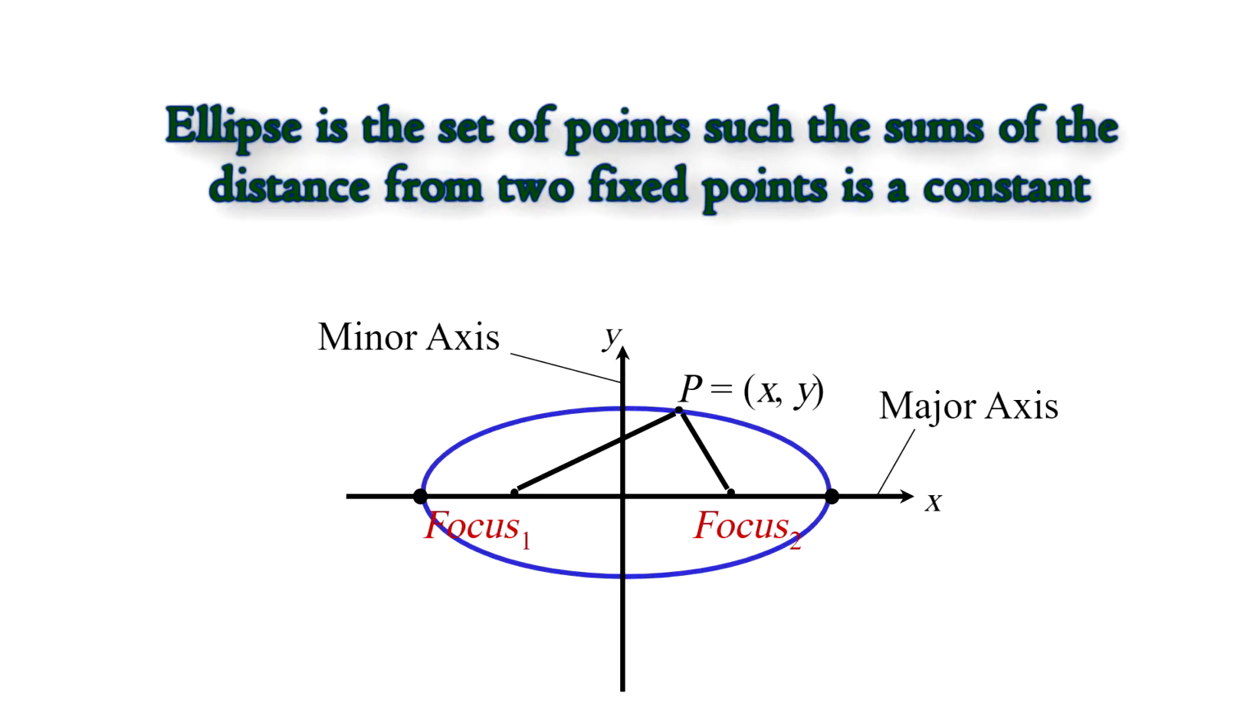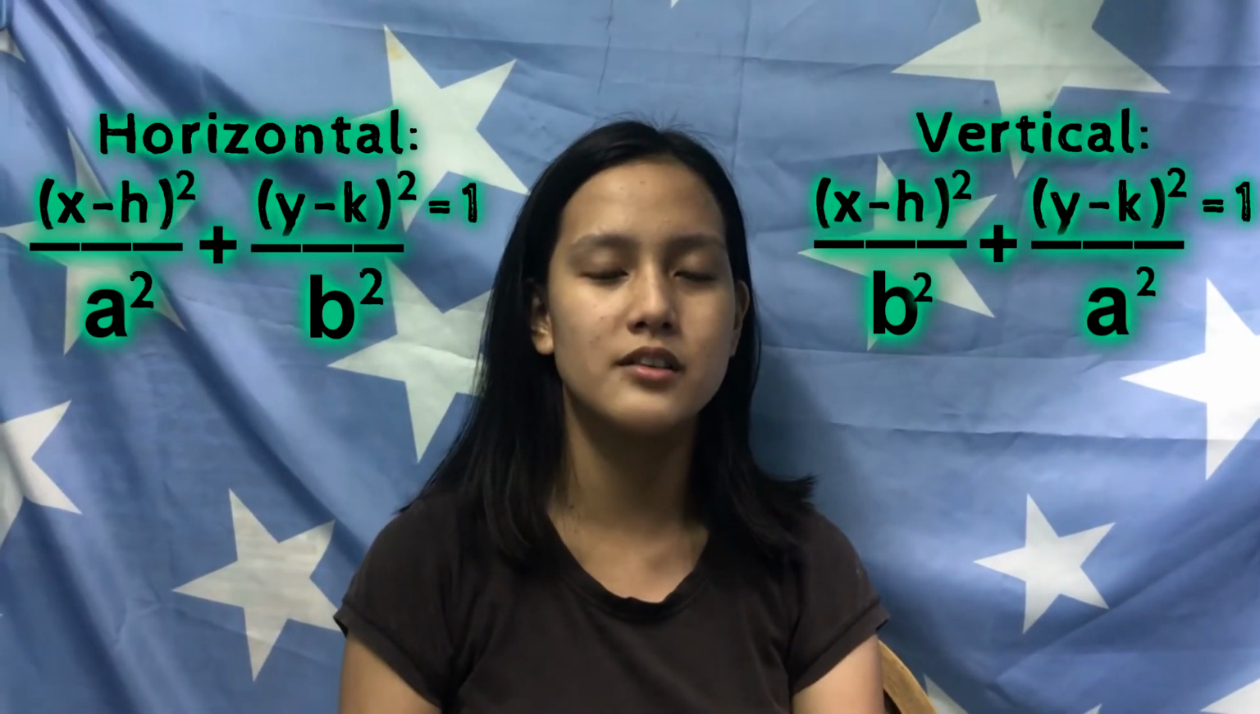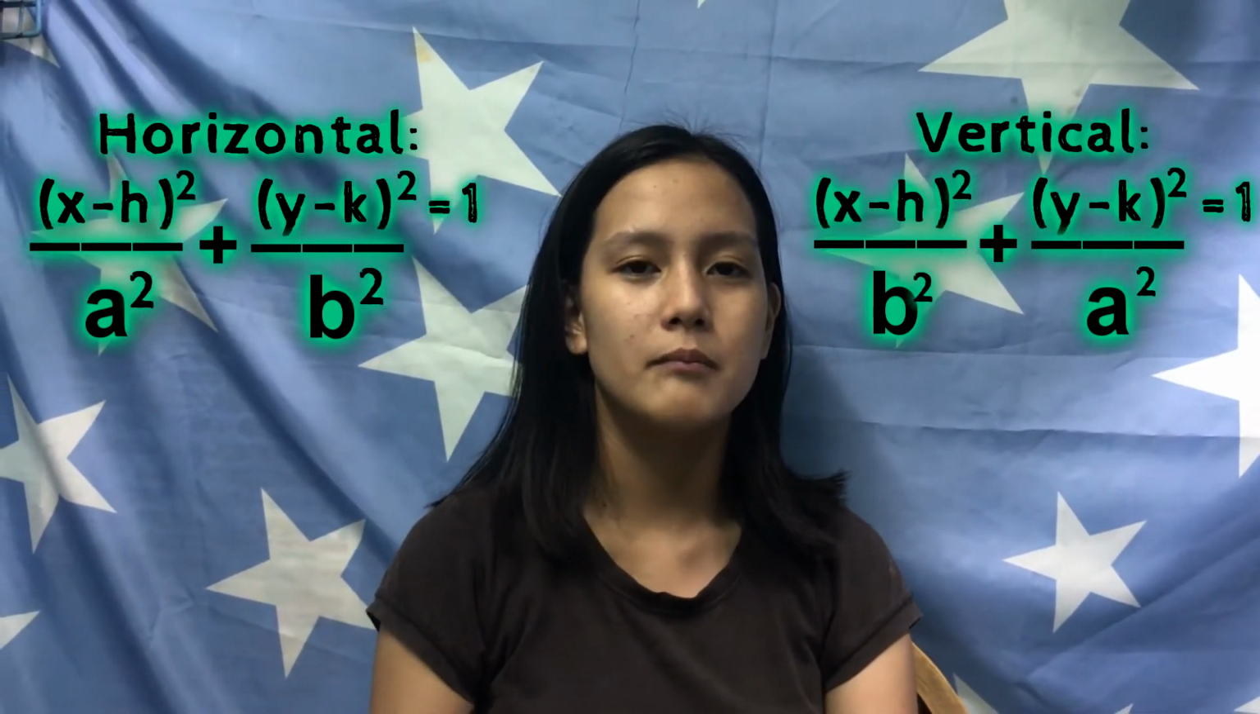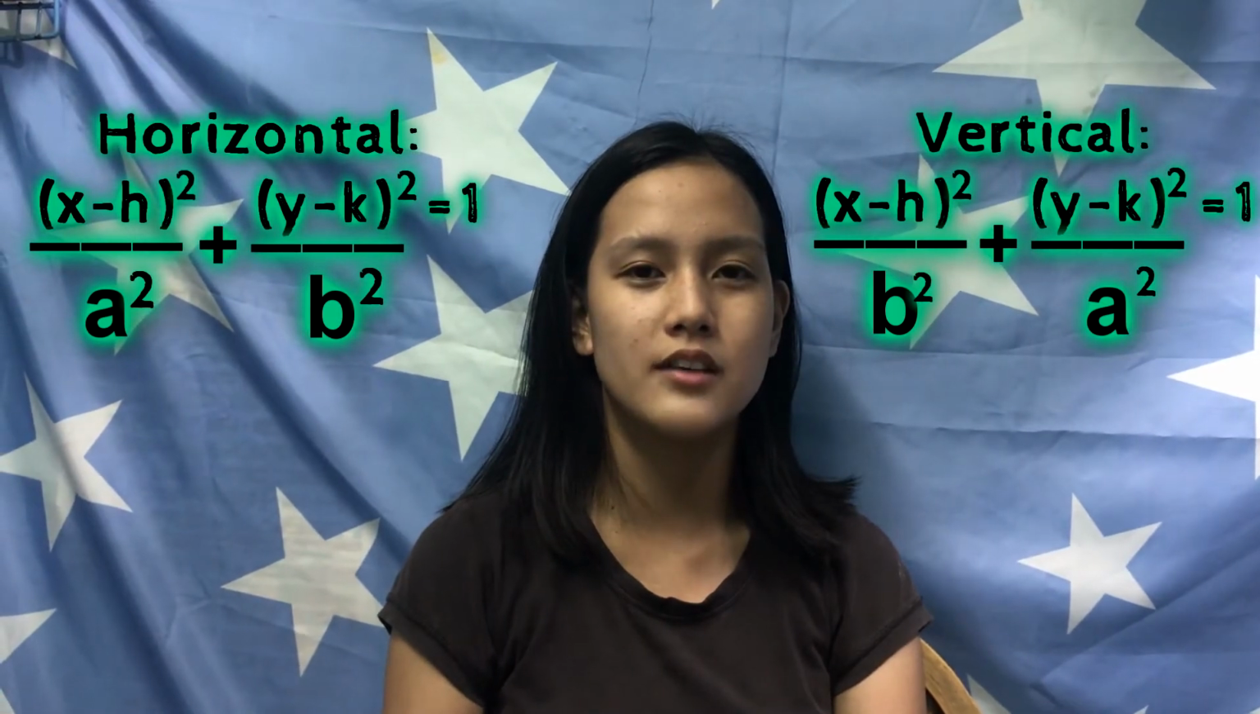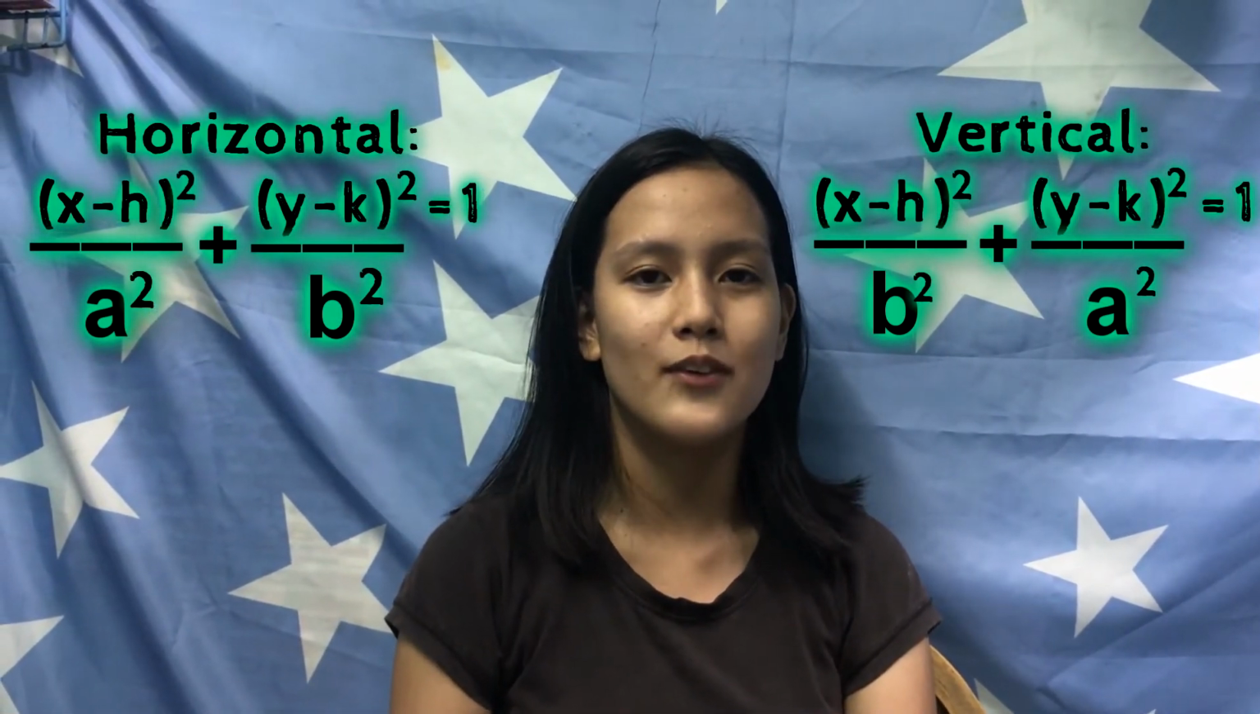The second topic, ellipse. It is a set of points such that the sum of the distances from two fixed points is constant. If the ellipse is horizontal, the standard form is the quantity of x minus h squared over a squared plus the quantity of y minus k squared over b squared equals 1. If the ellipse is vertical, the standard form is the quantity of x minus h squared over b squared plus the quantity of y minus k squared over a squared equals 1.